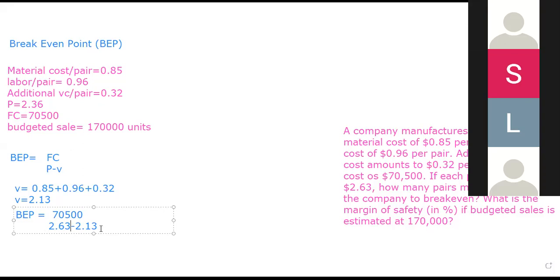So what do you get for BEP? When you calculate, what do you get? 141,000. So 141,000 units. So that is the break-even quantity. So that is BEP.